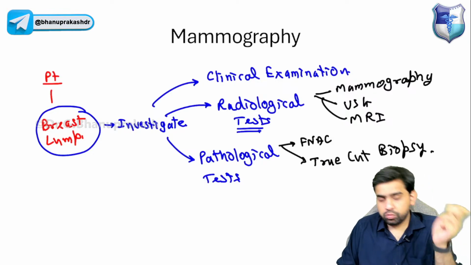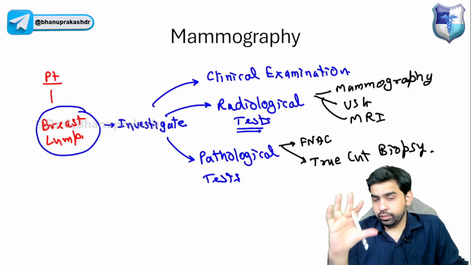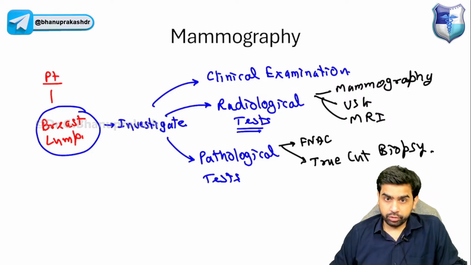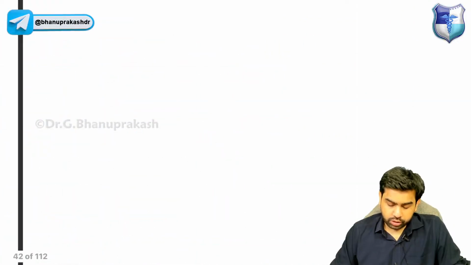Okay, so this is what is called the triple screen, the triple method of examination for a breast lump. Now we're going to talk about mammography in detail over here, but first let's try to understand this. Let's assume that there is a patient who is coming to you with a breast lump.